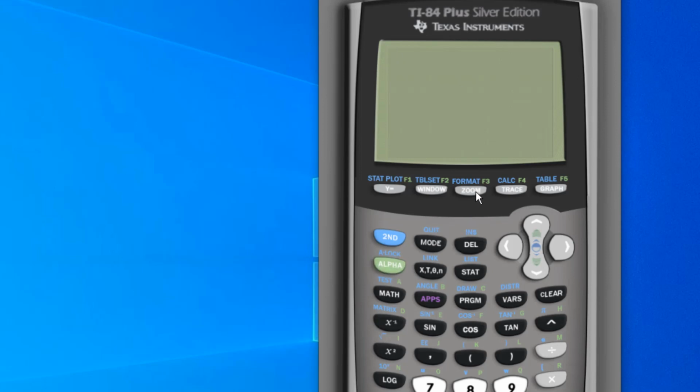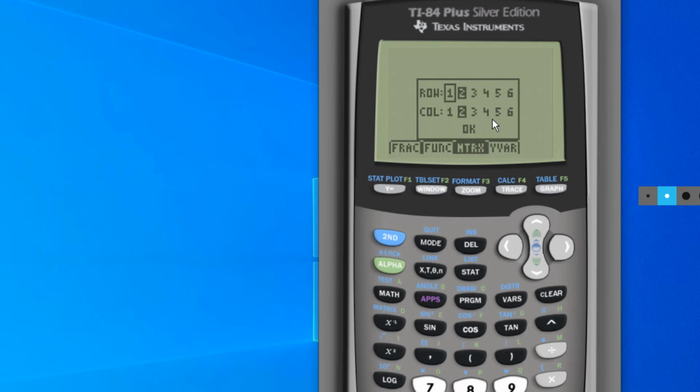Let's look at alpha and F3. Now this one deals with matrices. You see here highlighted MTRX. It's a matrix. Okay, so here you enter the number of rows and the number of columns. So you have 2 rows, 3 columns, and it's a 2 by 3 matrix. And remember that every matrix has a number associated with it, which is called a determinant.